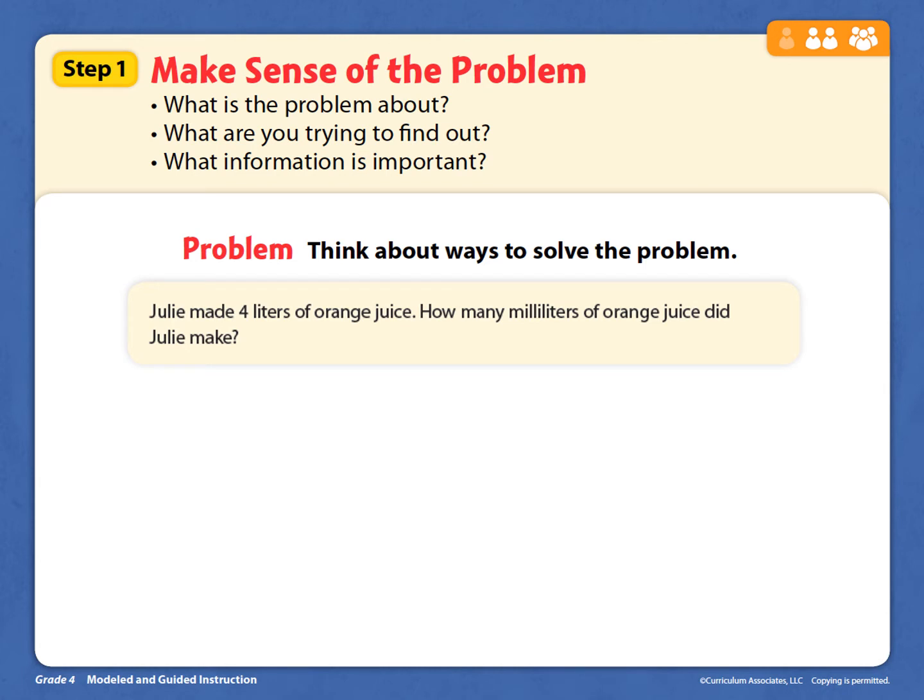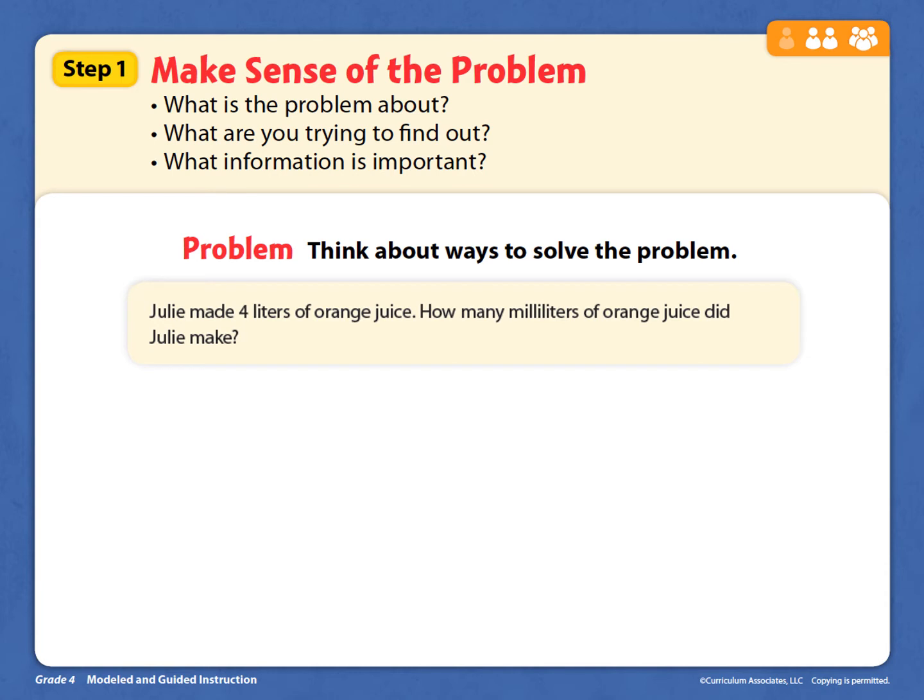All right, so we have our step 1 from our Ready problem. Remember, we need to make sense of the problem. We should be reading the problem at least 3 times to get a good understanding of the problem. And while doing so, we have some questions up top there that we need to ask ourselves. So let's go ahead and read the problem. Julie made 4 liters of orange juice. How many milliliters of orange juice did Julie make?